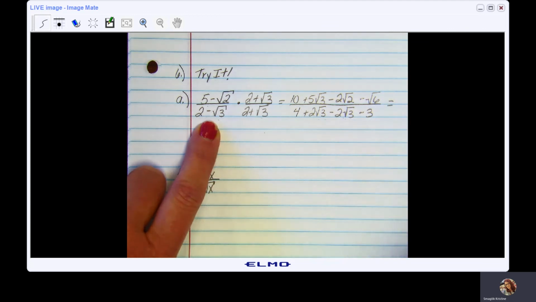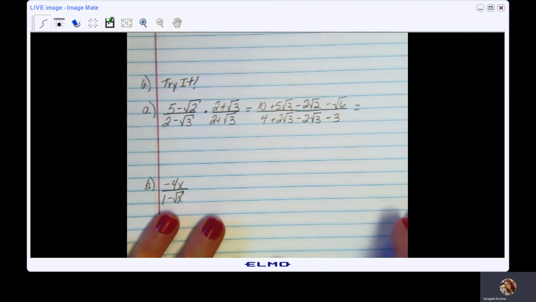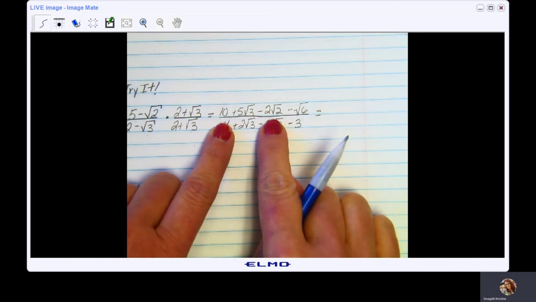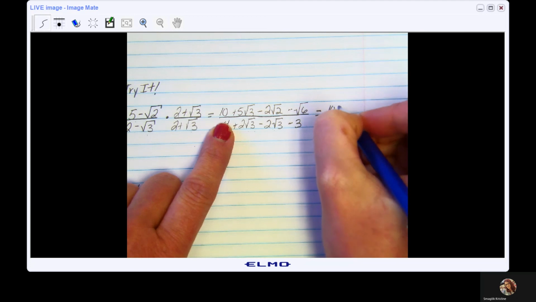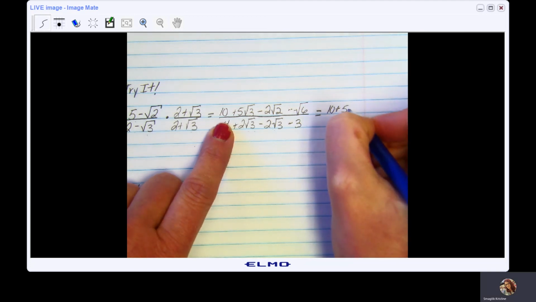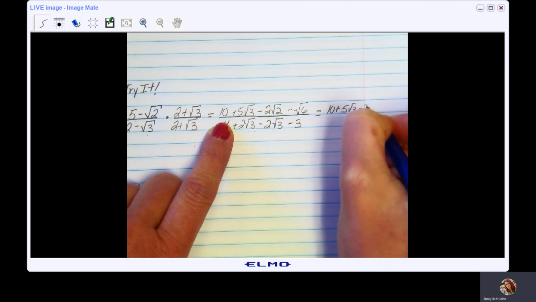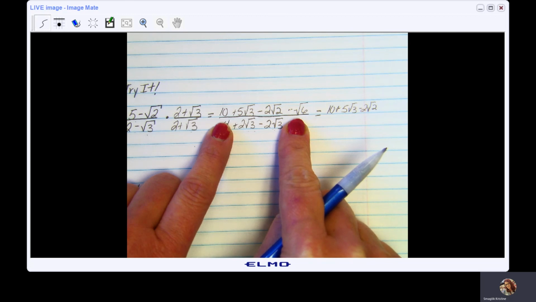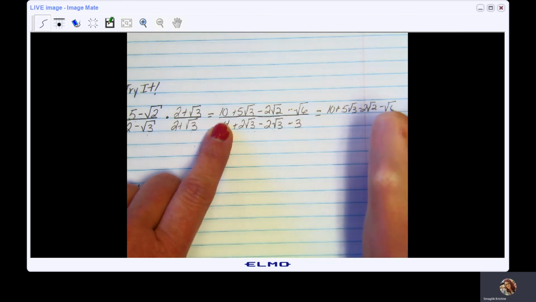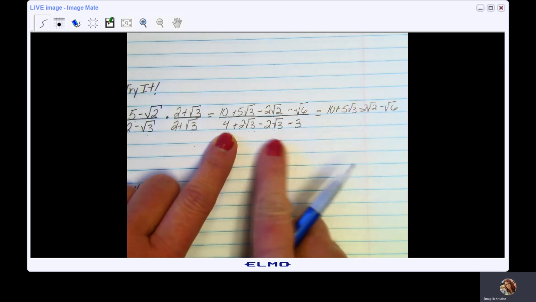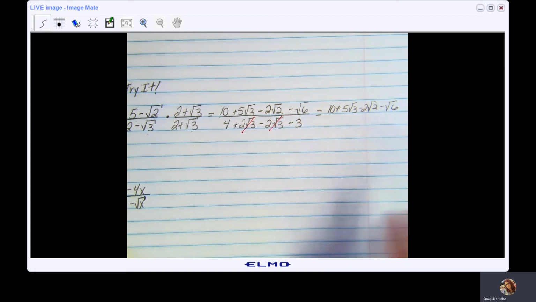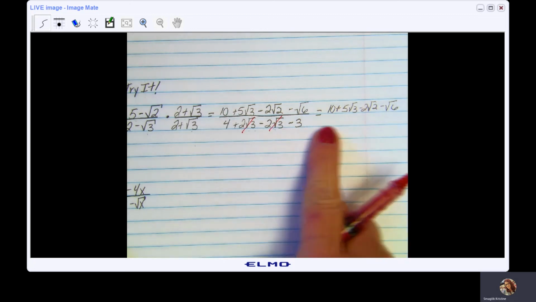And now let's just clean this up. I cannot combine these, so I'm going to leave them there. Negative square root of 6, I cannot simplify that, minus the square root of 6. And now in your denominator, again, notice your middle terms cancel out. 4 minus 3 is 1.